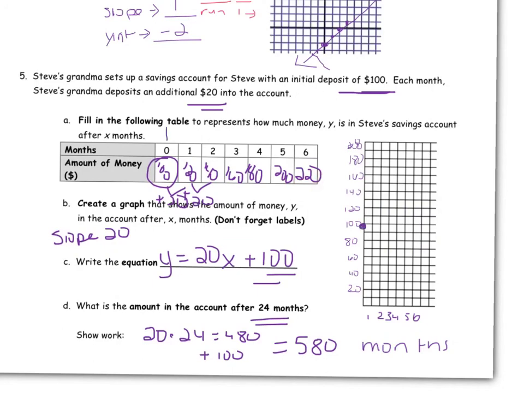So I numbered, and then you start at 100. At 0, right here, at 0, we were at 100. And this is really just plotting points. At 1, we were at 120. At 2, we were at 140. 3, we're at 160. So it's just about plotting points.